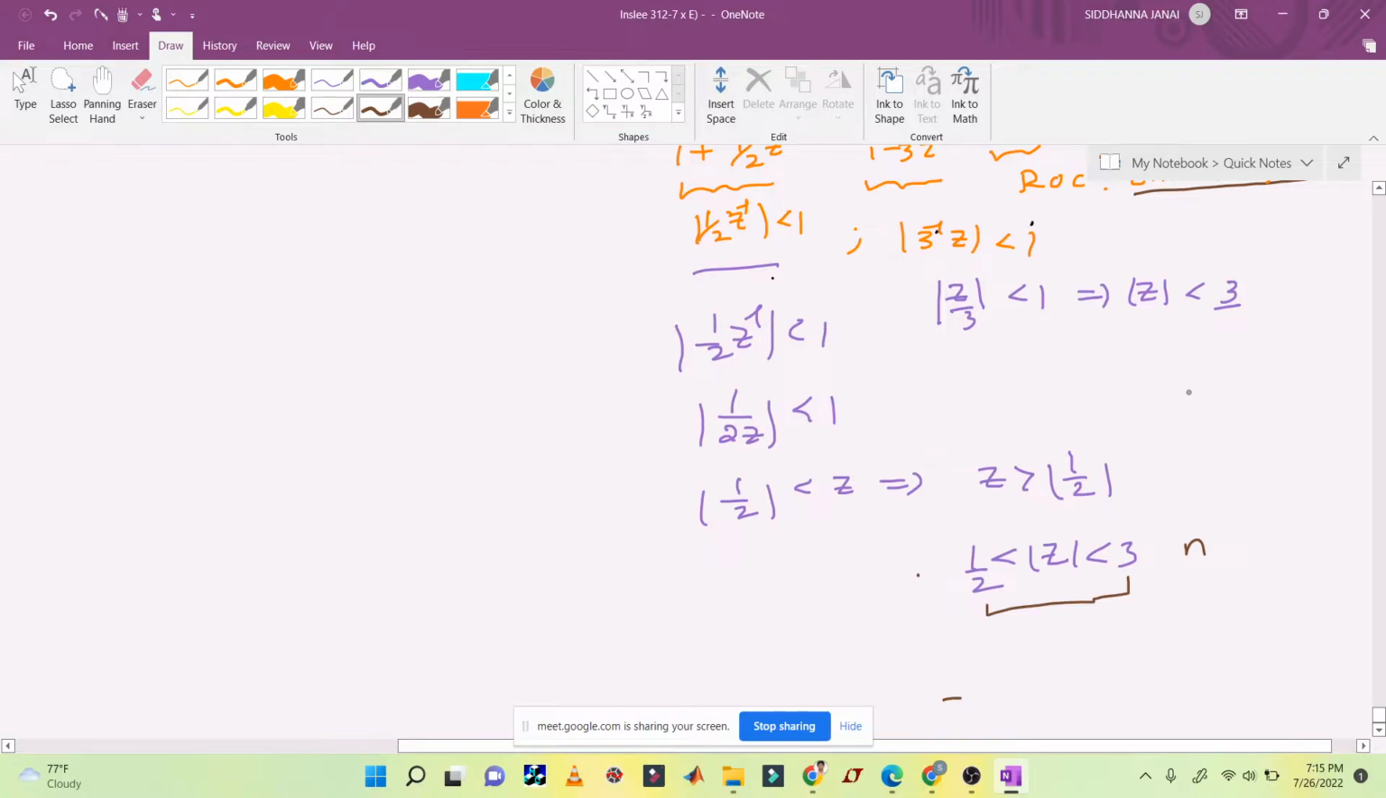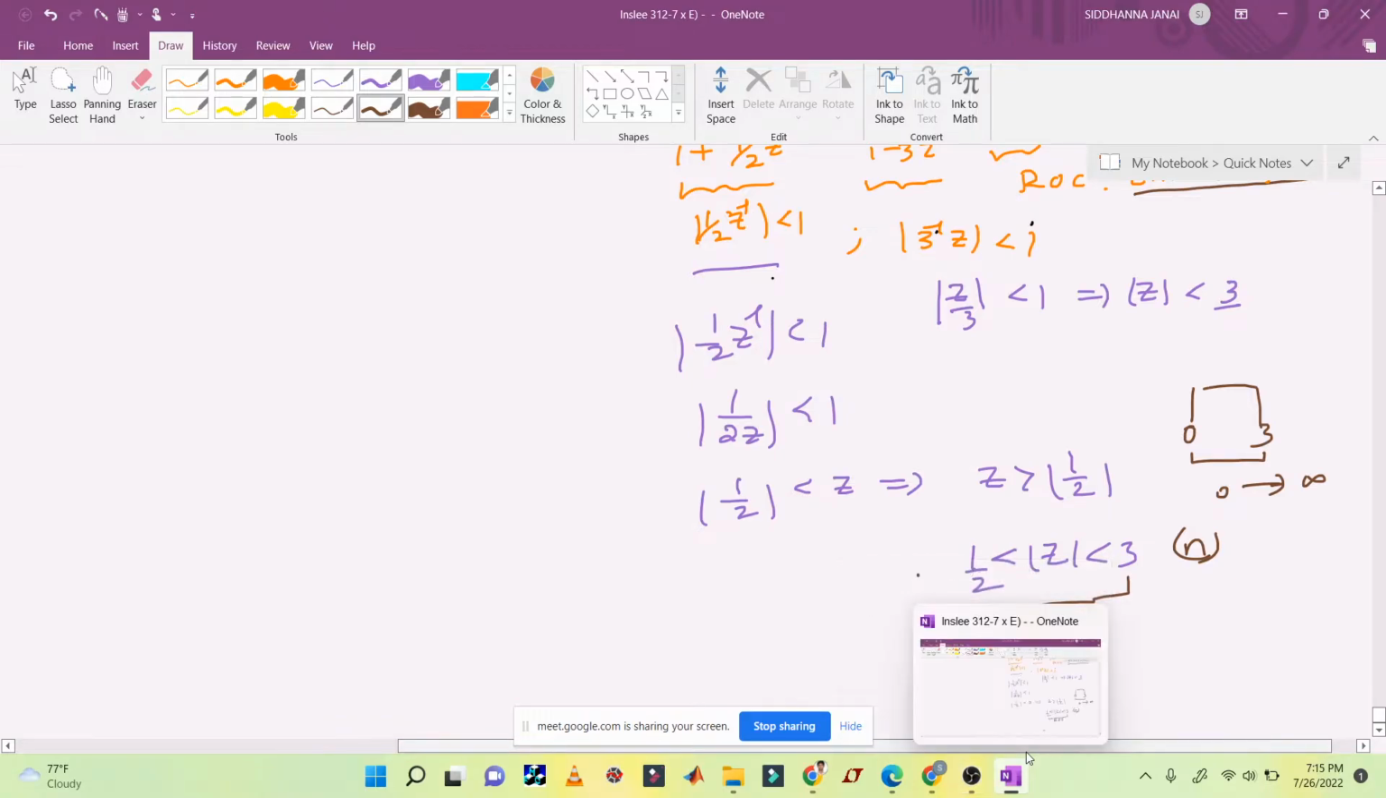When we say the signal exists from 0 to 3 only, when we are doing convolution, it is possible only in this interval. It is not 0 to infinity. That's why the entire Z plane is not valid. So we can consider our ROC to be between 1 by 2 and 3. Is that clear?